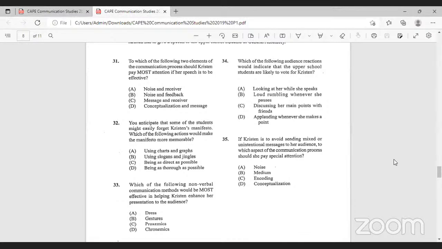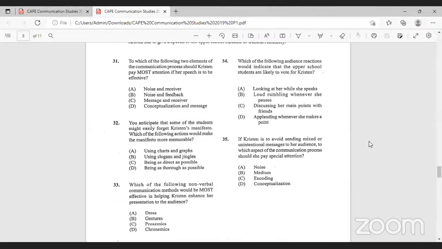35, if Kristen is to avoid sending mixed or unintentional messages to her audience, to which aspect of the communication process should she pay special attention? The noise, medium, encoding, or conceptualization? 35. She wants to avoid sending mixed signals. So what does that relate to? Yeah, how she is putting together the message. So how she encodes. So 35, the answer is C.